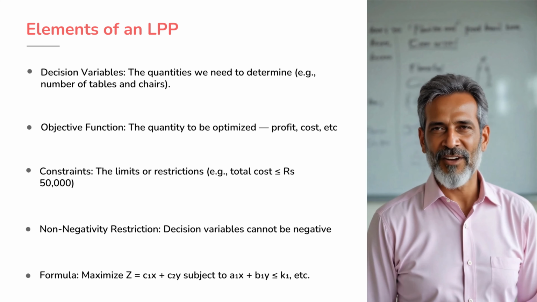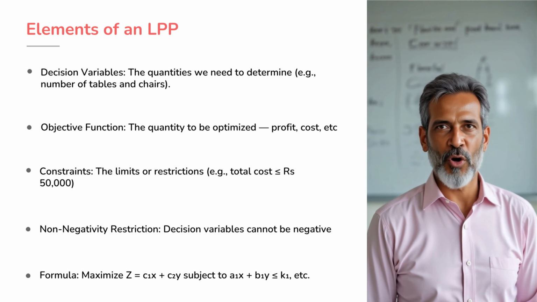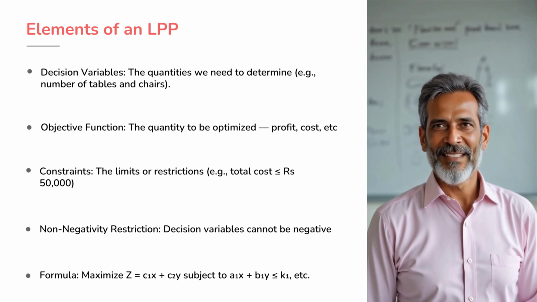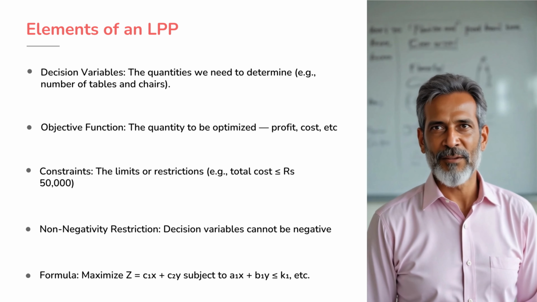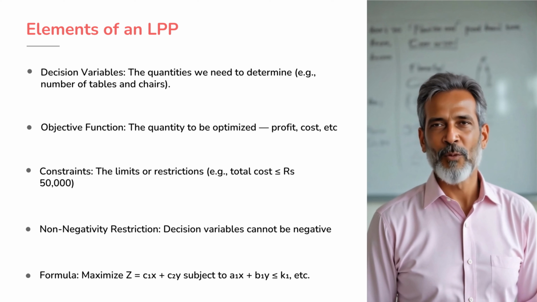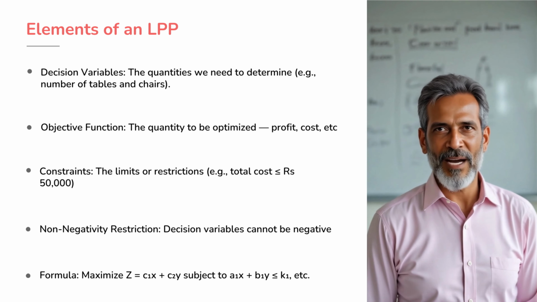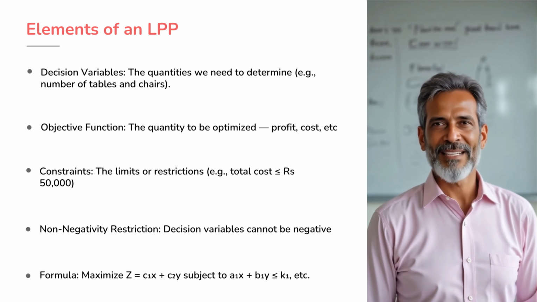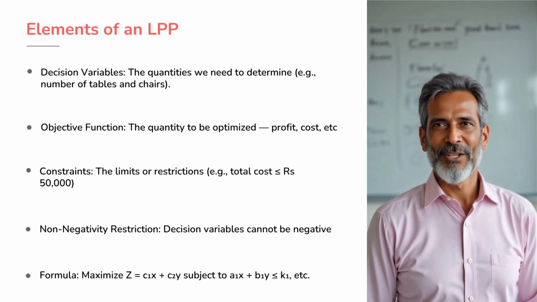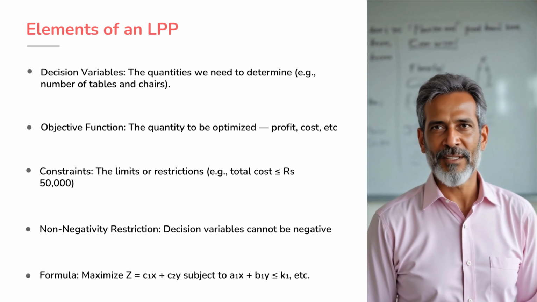Let's now identify the main components of a linear programming problem, or LPP for short. First, the decision variables. These are the unknowns we need to determine. For example, x equals number of tables, y equals number of chairs. Second, the objective function, which is the quantity we aim to optimize. For example, z equals 250x plus 75y. Here, z represents total profit.